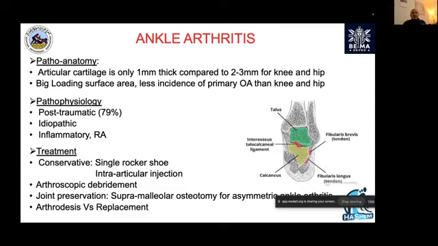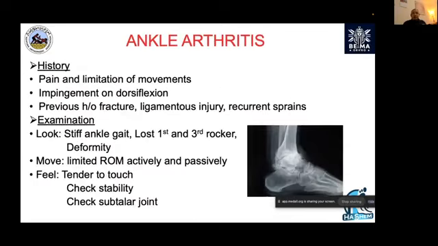So the second stage, if the patient doesn't respond to this, or if the patient mainly has mechanical symptoms, is that you can do an arthroscopic debridement, because the commonest complaint of this patient, as you see here, is an anterior osteophyte, which is causing anterior impingement, making him difficult to weight bear, making him difficult to do dorsiflexion, to walk up hills or to go upstairs.